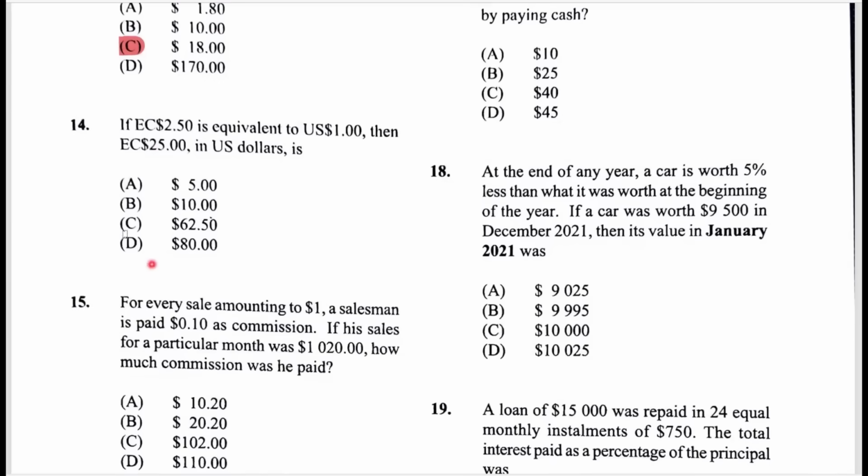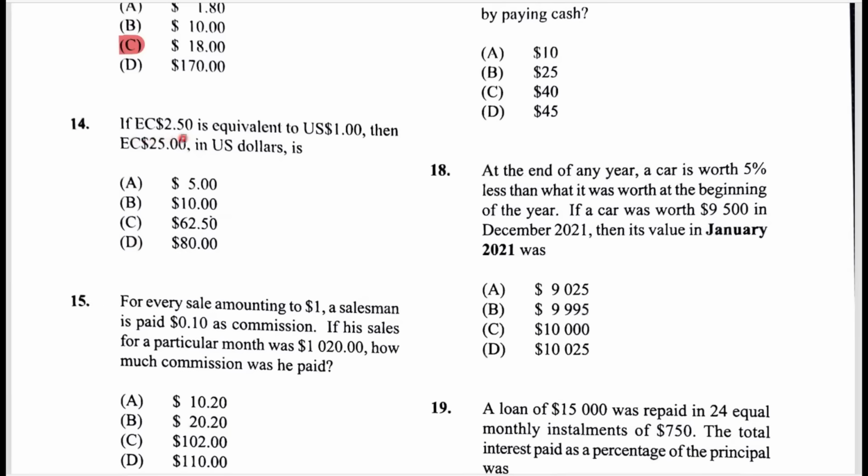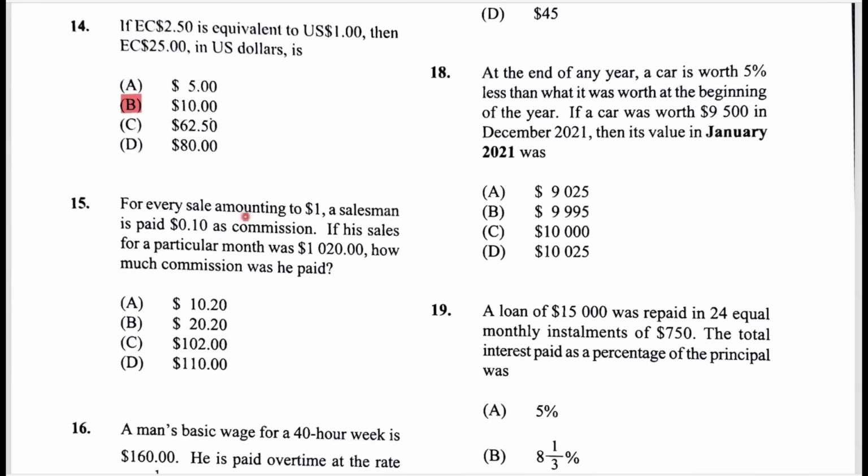That's C. Number 14, EC $250 is equivalent to US $1, then EC $25 in US is... This is just 10 times this. So if it's 10 times, I just go 10 times on this. That'll give me 10 US dollars. So you didn't have to know much maths to figure that one out. This is 10 times this, so just 10 by 1 to get you $10 US. Easy stuff. That's B.